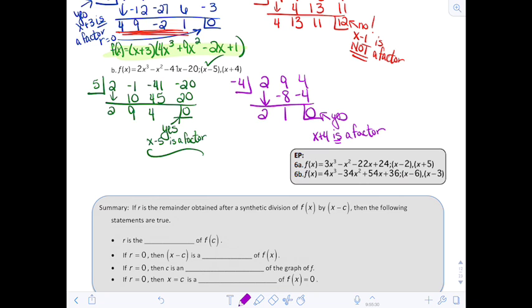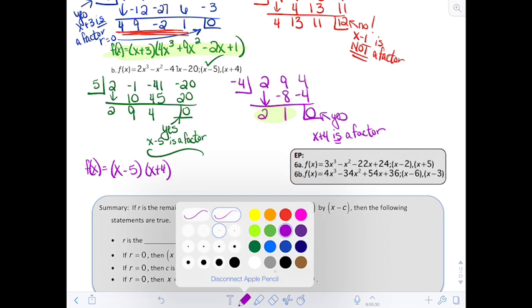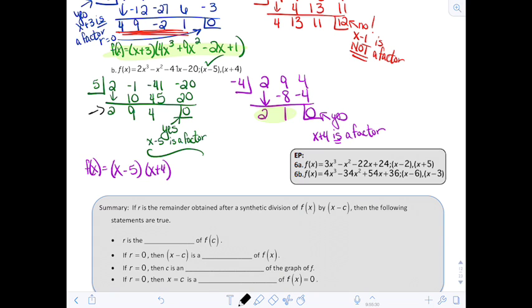So if they want this in factored form, we have the x minus 5. Oh, and this is f of x. I always forget that part. We have the x plus 4, and I'm going to take these last coefficients here, the 2 and the 1. As we started with a cubic, we worked our way down to a quadratic with the 2, 9, and 4, and so the 2 and 1 belong to a linear. So this would be 2x plus 1, and there we have that cubic in completely factored form.